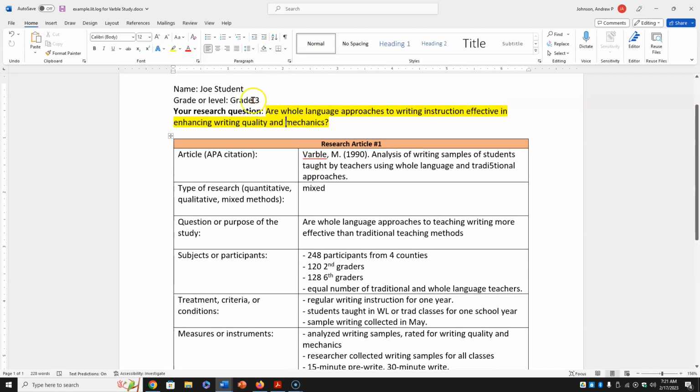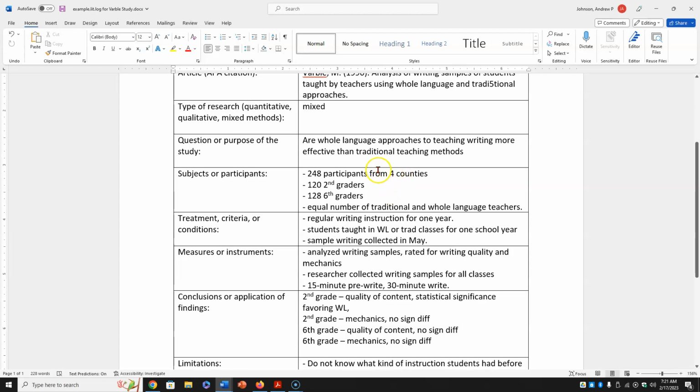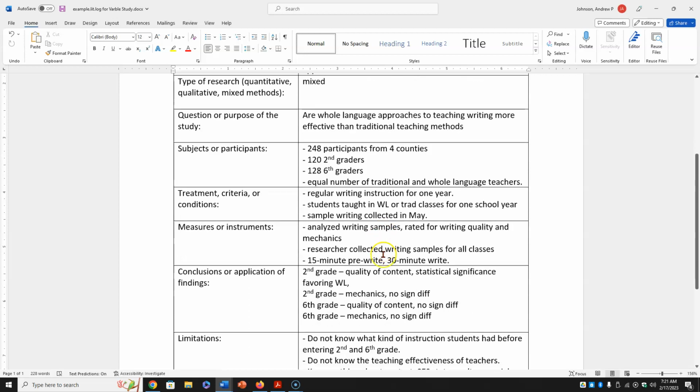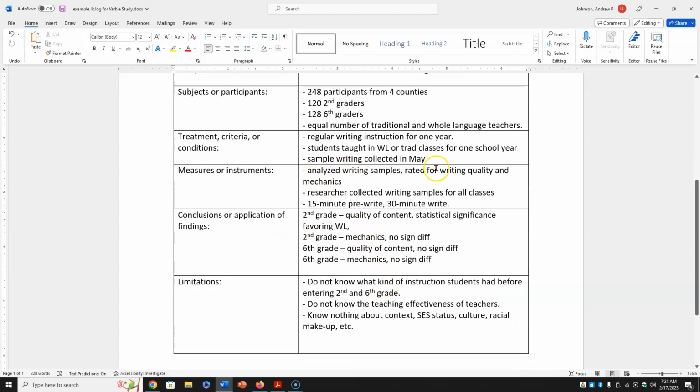This is the question that a student would select for their research. The question of this study: are whole language approaches to teaching writing more effective than traditional teaching? All right, that was the question. I could have added mechanics and quality. Subjects, you get a sense of that. Treatment, regular writing for 1 year, whole language or traditional, samples collected in May. Notice how I use short, abbreviated sentences. That's just fine.